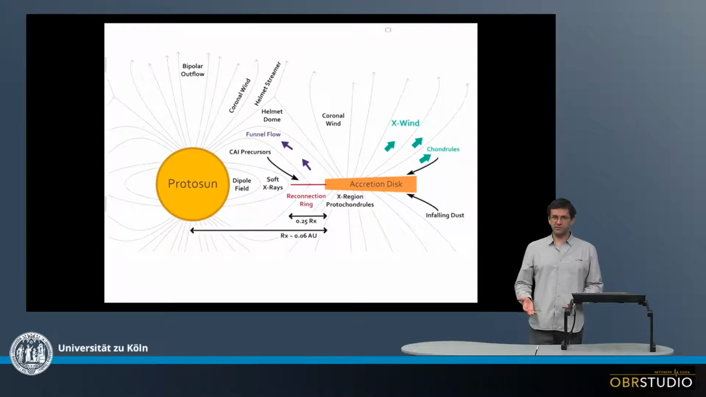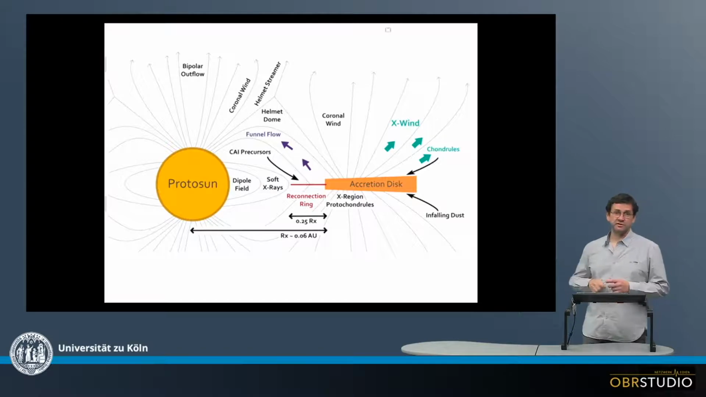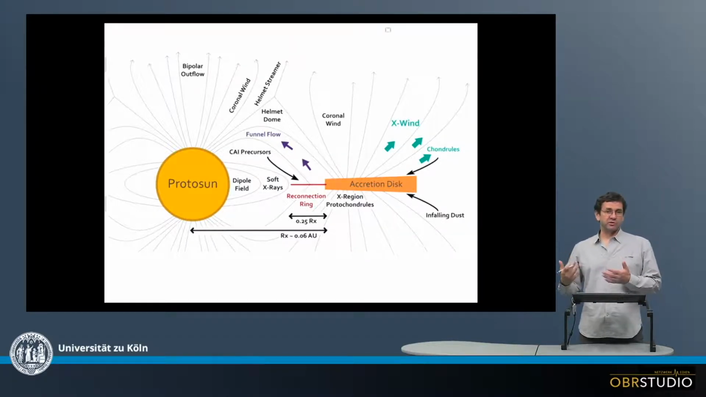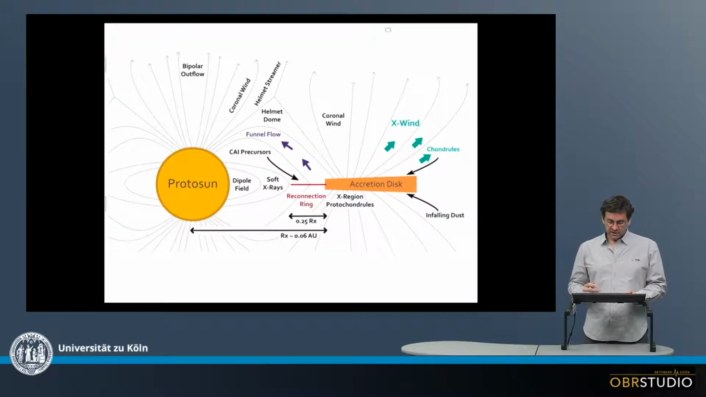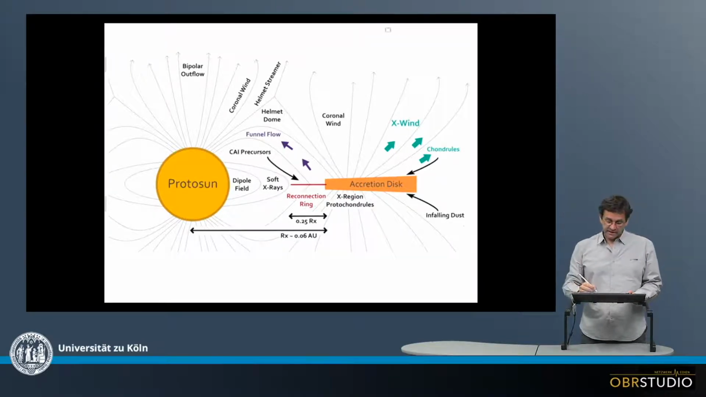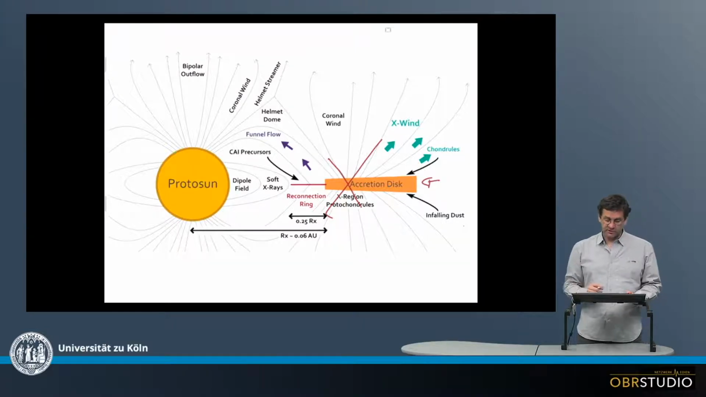The X-wind is an astrophysical model for the early solar system and illustrated here on this sketch. I will only highlight those characteristics that are important for meteoritics. Now, the term X-wind basically comes from the fact that there are magnetic lines, shown here as these gray lines, that have a crossover here in the accretion disk. So here's the accretion disk, and the magnetic lines cross over here.